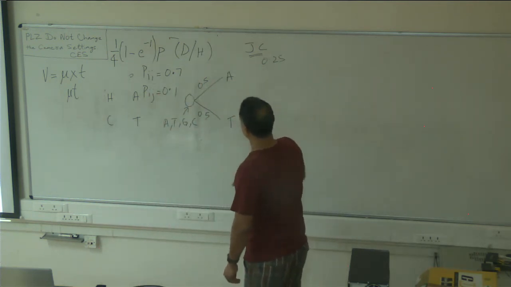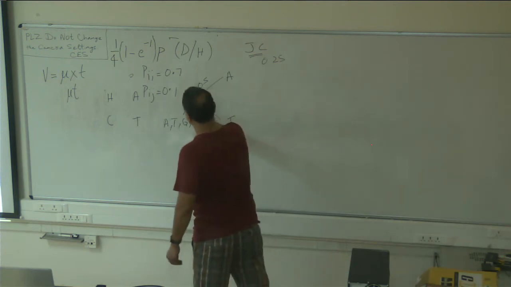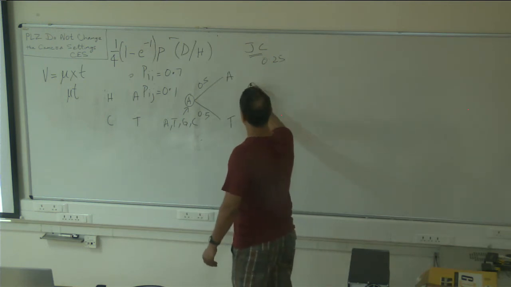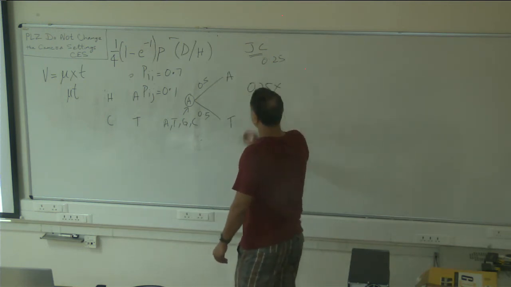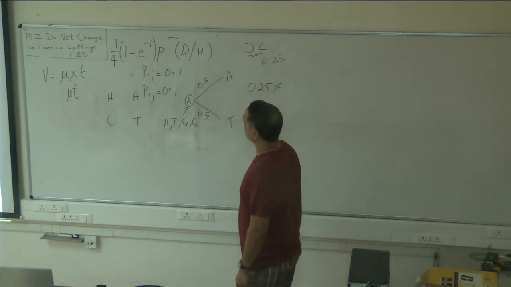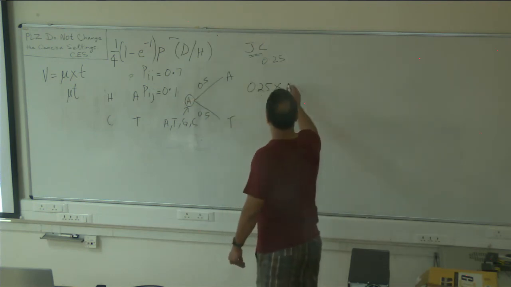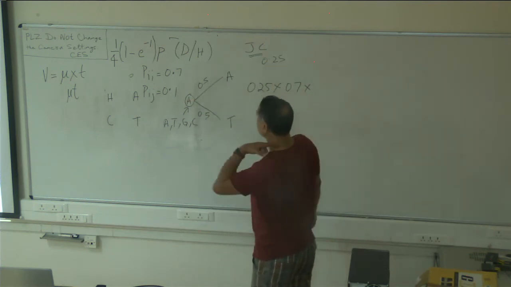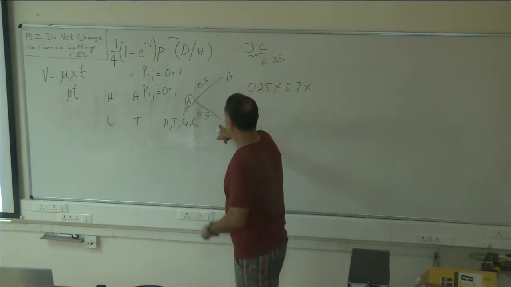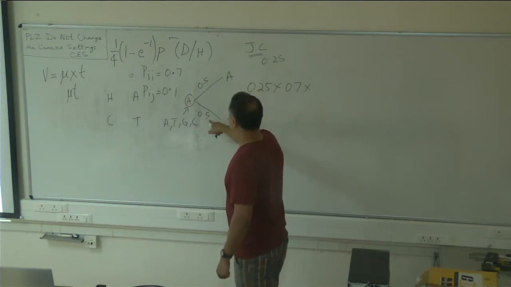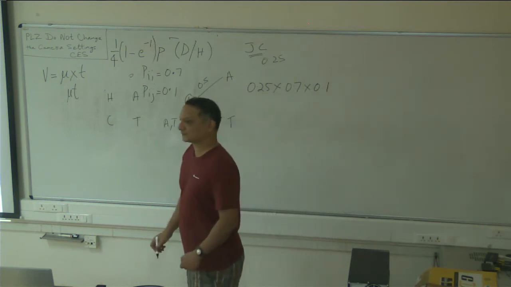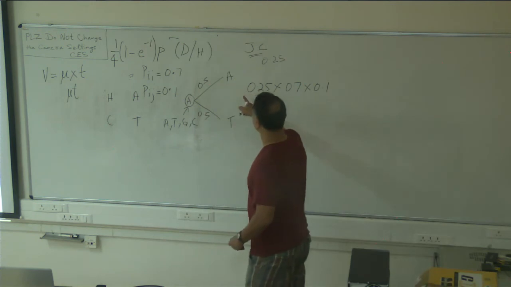So I'll do one. You guys have to do the rest. Let's say it's an A. Prior probability of A is 0.25, times probability of no change, which is 0.7, times probability of change here, given this branch length, is 0.1. That's about it. This is for A.